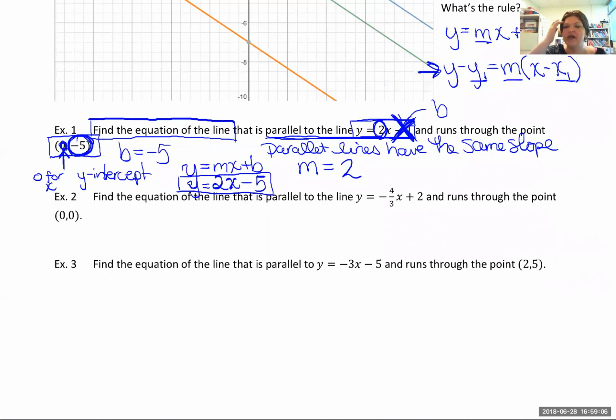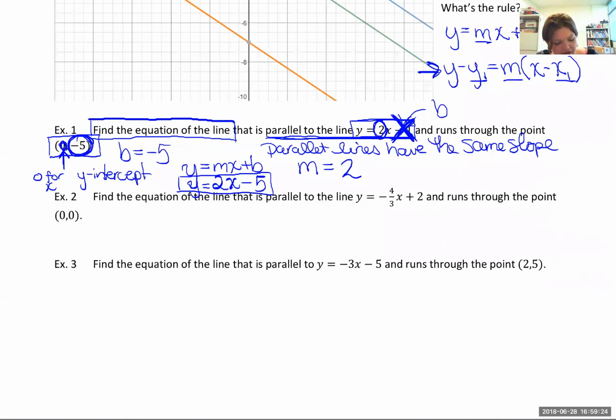It might not have been as obvious, but I could see the slope because my line's parallel. They'll have the same slope. And I could see the y-intercept because I know that y-intercepts have an x coordinate of 0. Great. Super simple example. Let's look at another simple example.